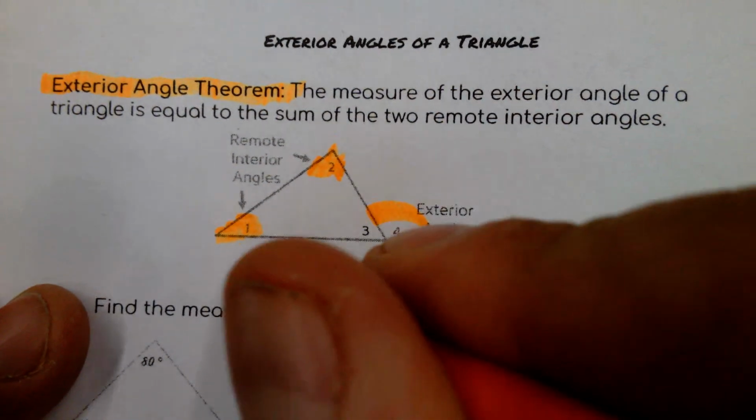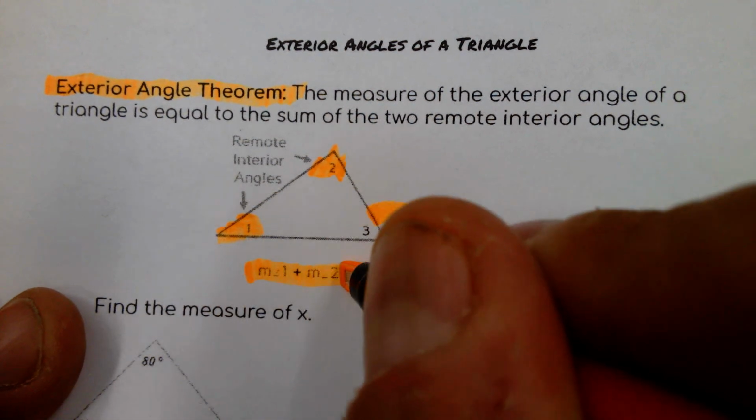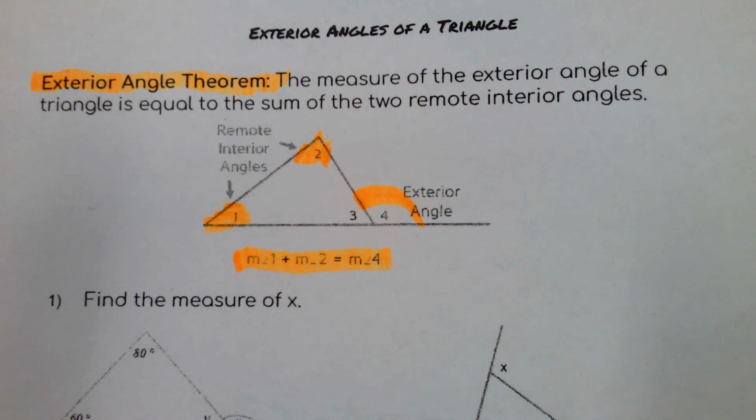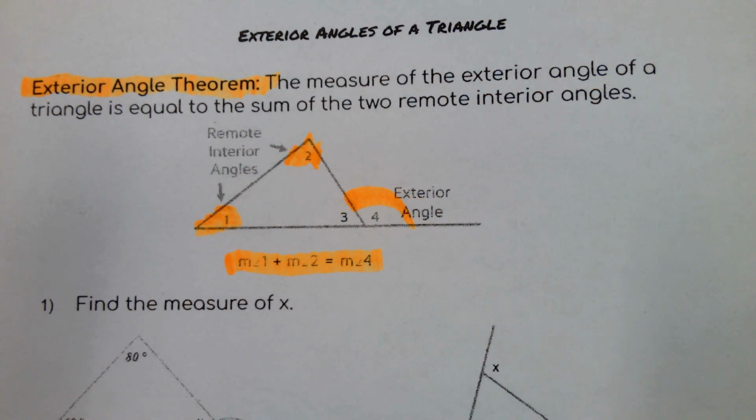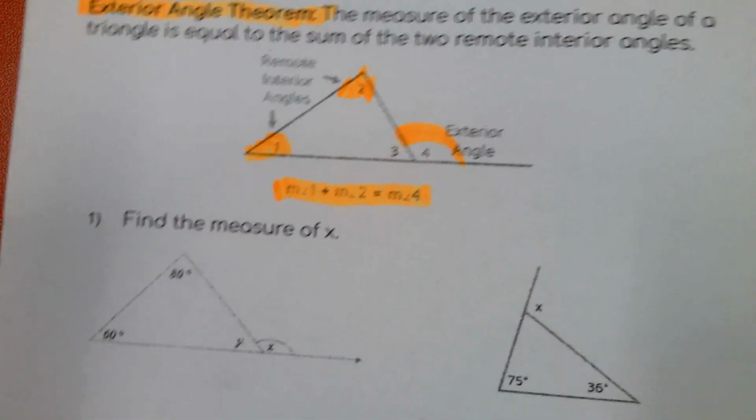And there it is. The measure of angle 1 plus the measure of angle 2 equals the measure of angle 4. So it's important to identify which is my outside angle. Now, which two angles inside the triangle aren't adjacent to that angle? Because if I add those two up, it equals the outside angle. All right? And that's what we're going to be working with today. Any questions?